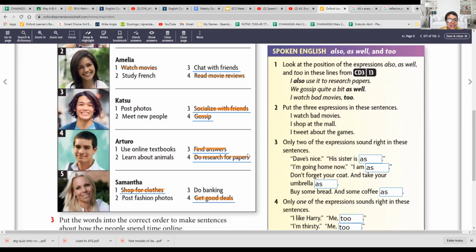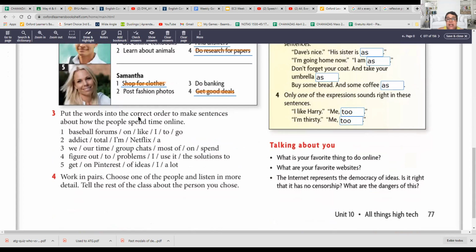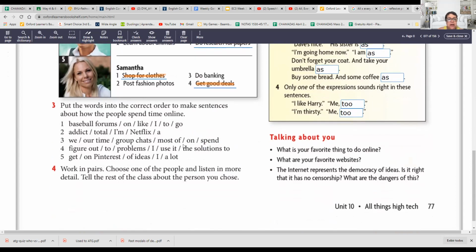Okay. All right. So let's move on to the third one here. Put the words into the correct order to make sentences about how the people spend time online. Take a look at the sentences here. So look at the first one. Baseball forums on, like, I, to, and go. They are totally disorganized. So they're scrambled, right? So we need to organize them.